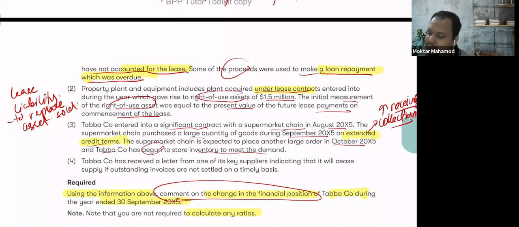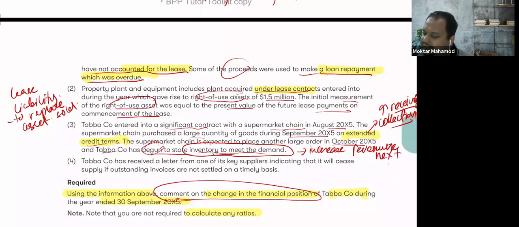Okay, and then this one will increase revenue. Tapi in year 5, in October year 5, maksudnya during next accounting period or next year. So dia tak improve on the current year, but with the hoping that next year when the customer purchase the item, it will increase the revenue. So benda-benda macam tu.